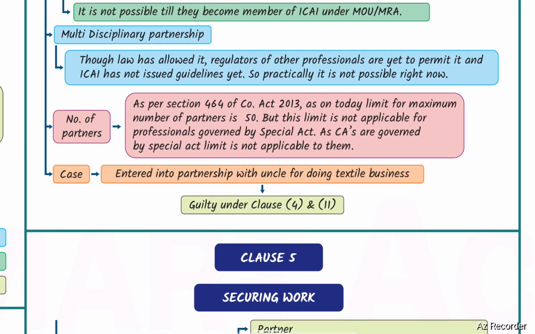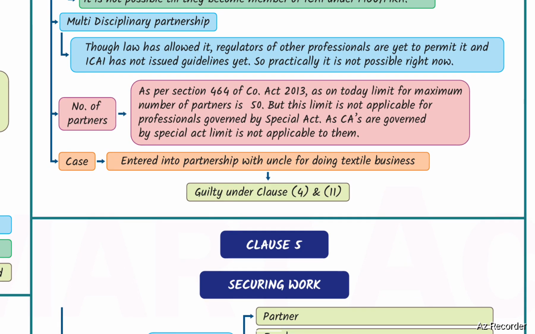Multidisciplinary partnership. Though law has allowed it, regulators of other professionals are yet to permit it, and ICAI has not issued guidelines yet. So practically, multidisciplinary partnerships are not possible right now. Number of partners. As per Section 464 of Companies Act 2013, as on today, limit for maximum number of partners is 50. But this limit is not applicable for professionals governed by special act. So CAs are governed by special act, so there will be no limit of number of partners in a CA firm. Next case, entered into partnership with uncle for doing textile business, guilty under clause 4 and 11.